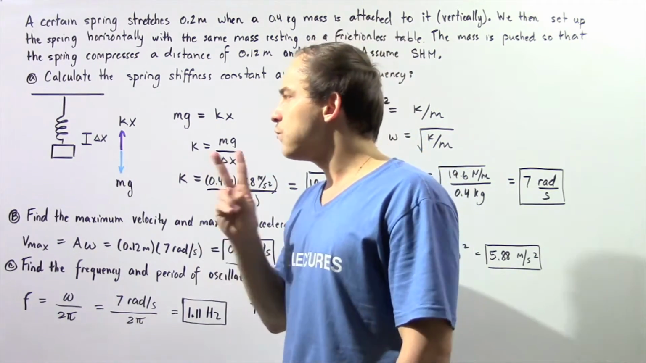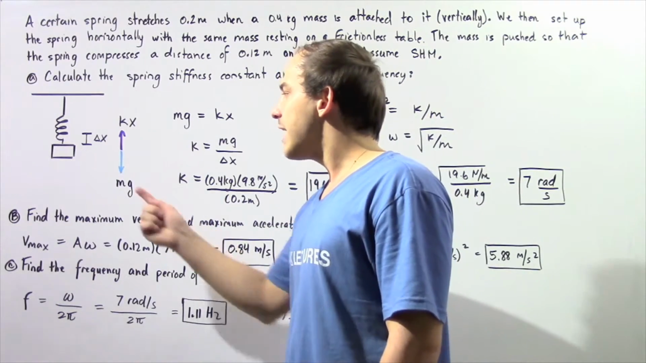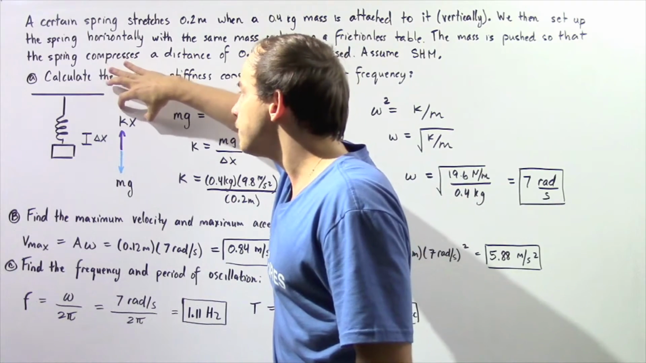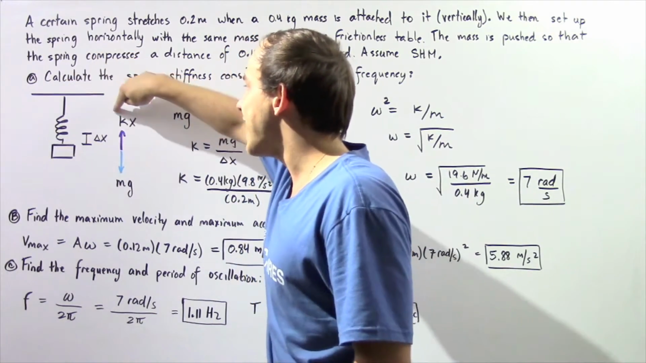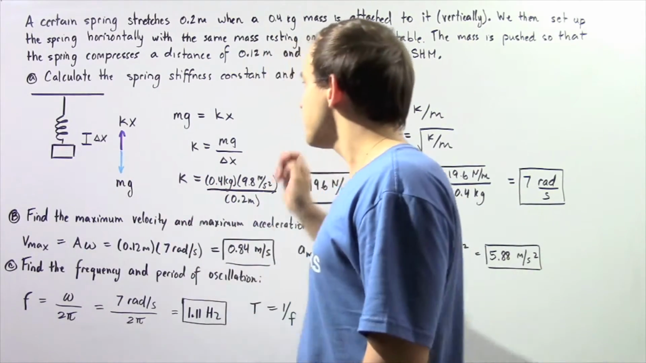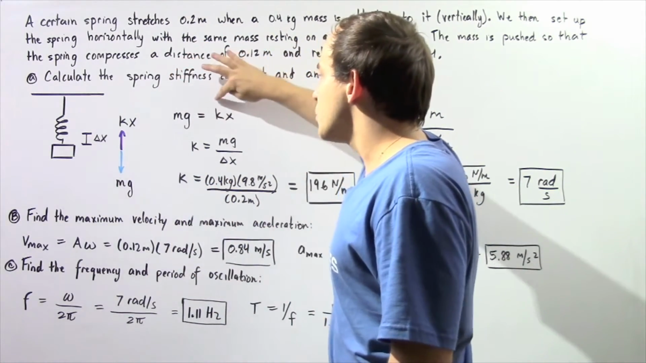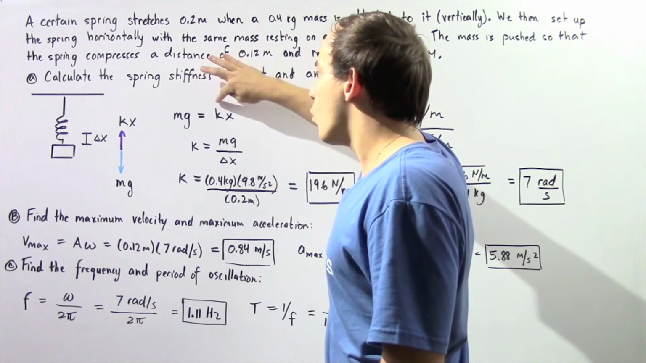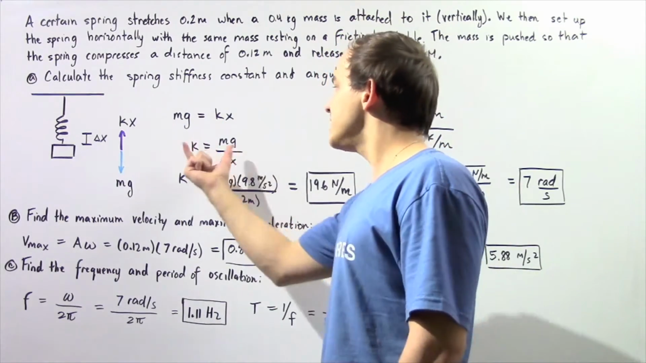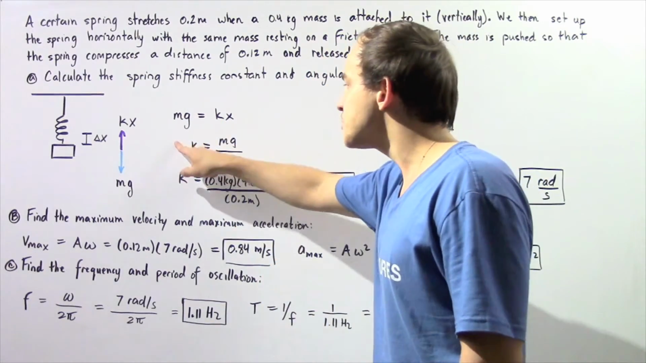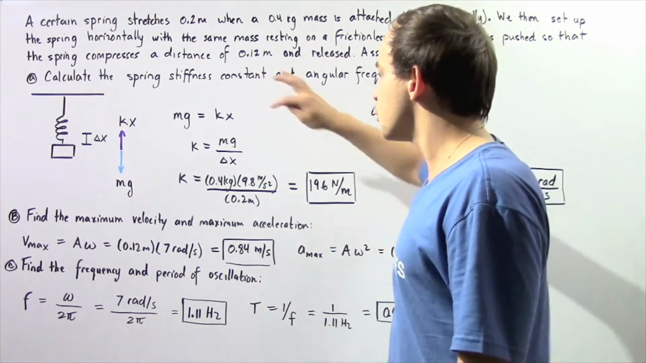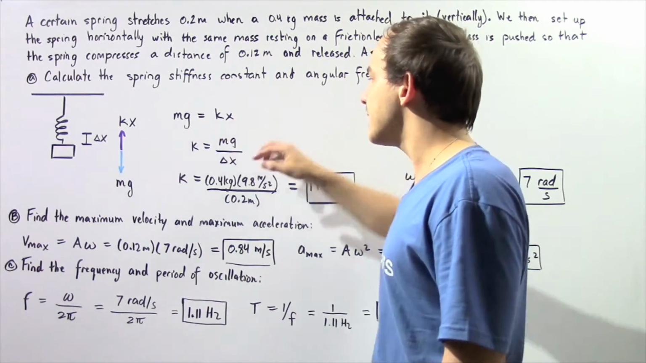So notice we have two forces acting on the mass. We have the force of gravity, m times g, and we have the restoring force due to our spring, k times x. So because the object is in static equilibrium, m times g is equal to k times x. So since we want to find what k is, we simply bring x to the left side and we get the following result.